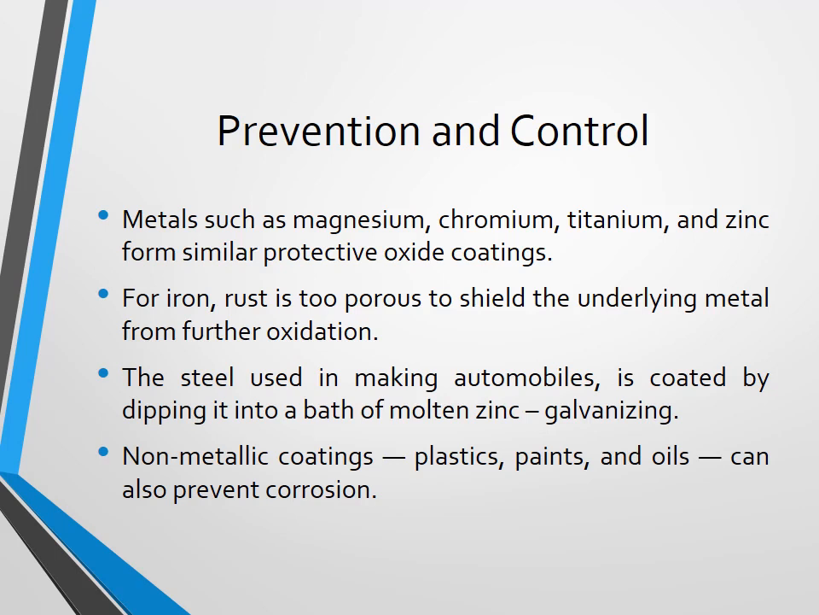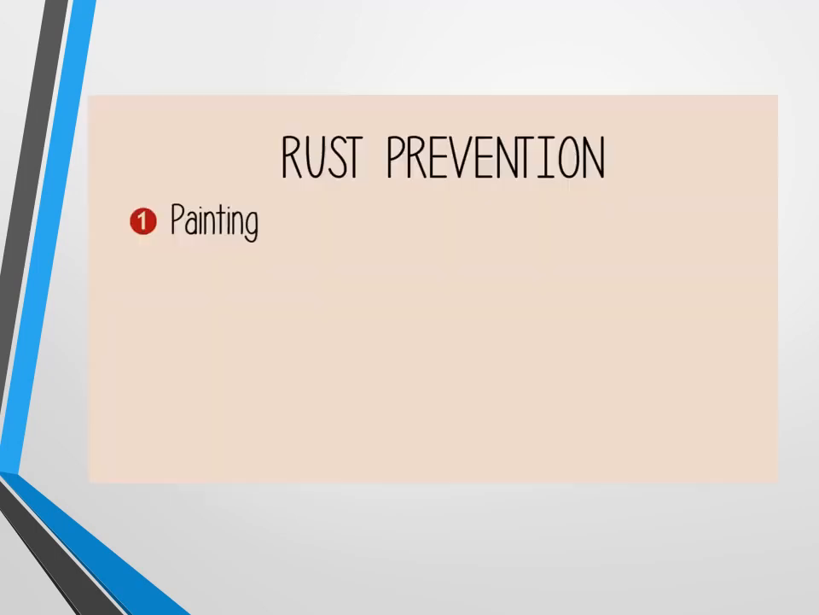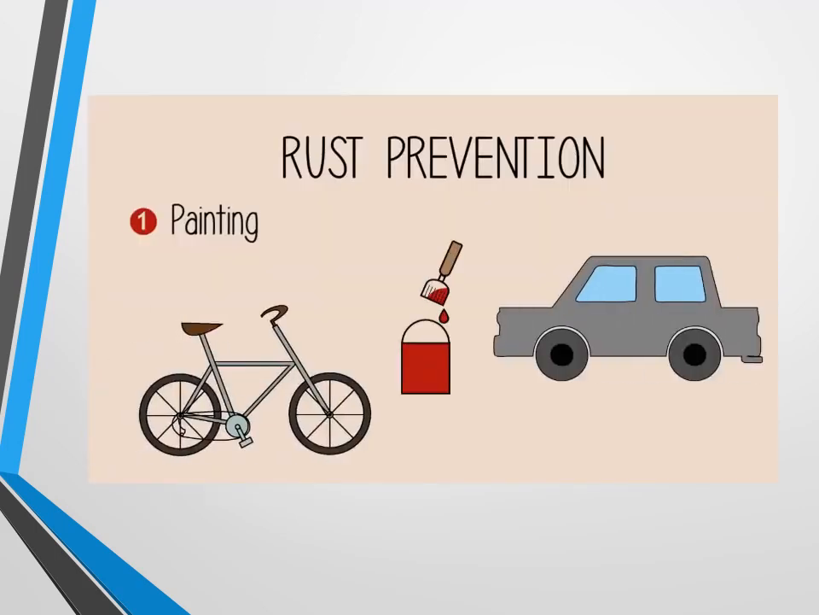And not only metallic coatings, some non-metallic coatings can also be used to prevent the surface from corrosion, and these non-metallic coatings may include plastics, paints, and oils, and they help to reduce or prevent the corrosion process. Paint the areas exposed to oxygen and moisture. This is done on many bicycles and cars.